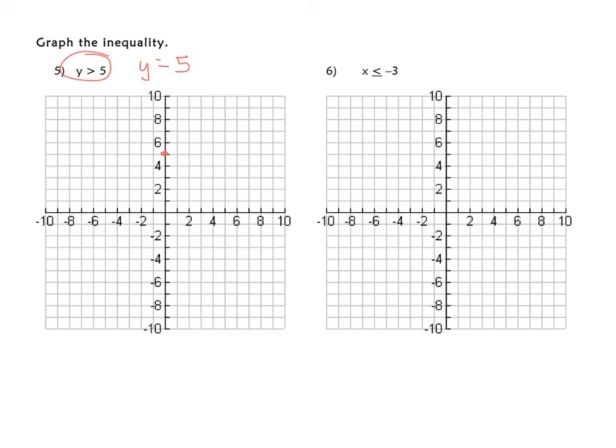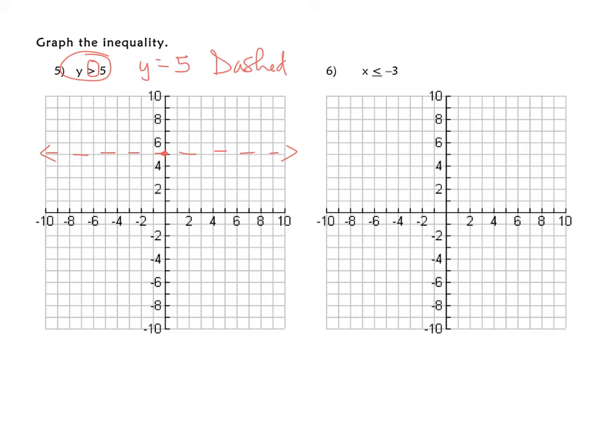Now, you also have to look at the inequality. Since it's a greater than symbol, as we just talked about, that means I'm going to use a dashed line. So I'm graphing y equal to 5 using a dashed line, and that is what I have.